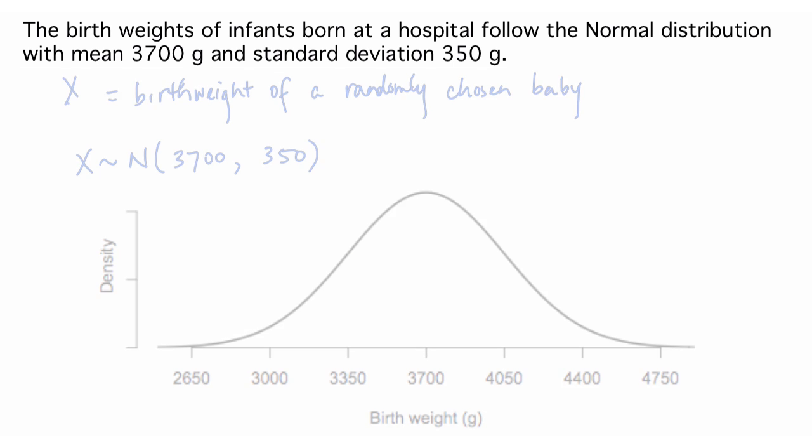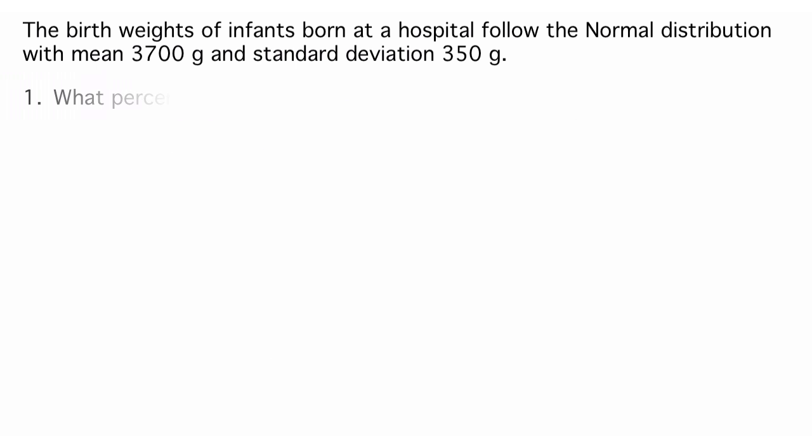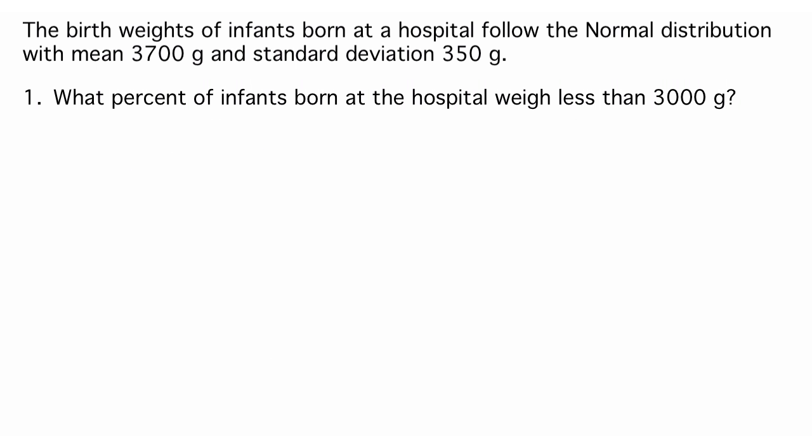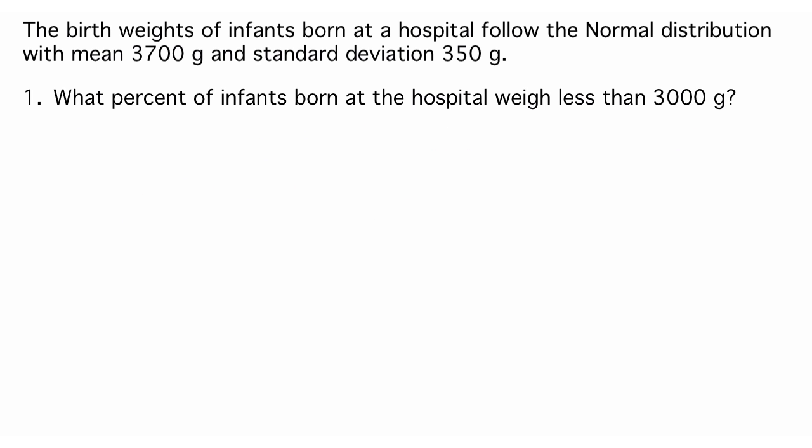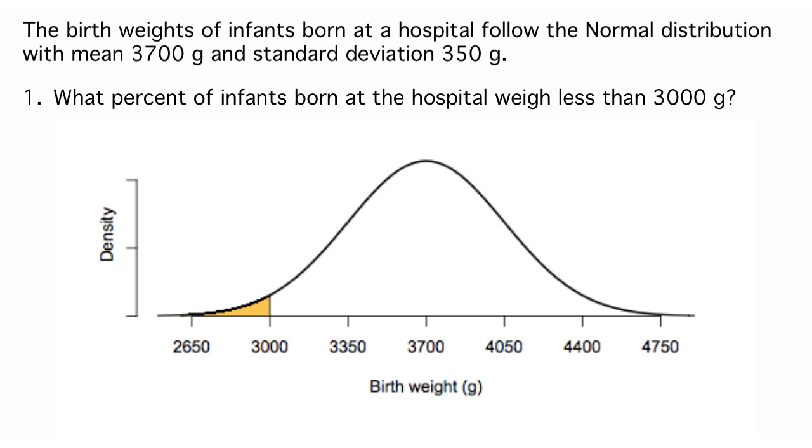Let's go to our first question. What percent of infants born at the hospital weigh less than 3,000 grams? So our small babies. We could also word this as, what is the probability that a randomly chosen infant from this hospital will weigh less than 3,000 grams? It's the same calculation. So we need this area under our normal density curve, corresponding to the probability that X is less than 3,000.